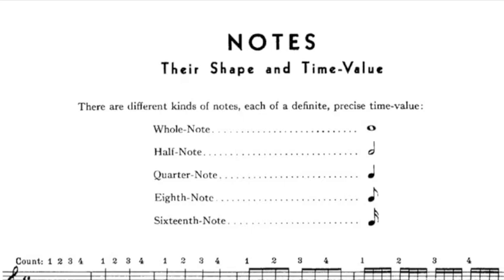1, 2, 3, 4. The third measure has 4 quarter notes. 1, 2, 3, 4. The fourth measure is a little bit different. The notes are faster than the beat, so we have to play 2 notes per beat.